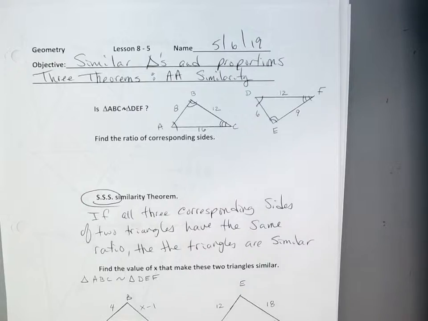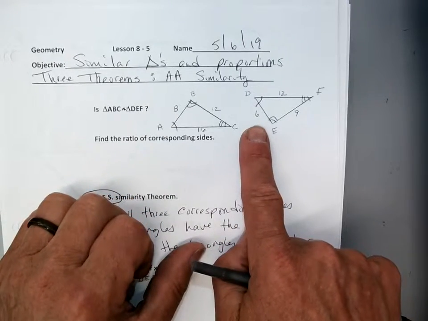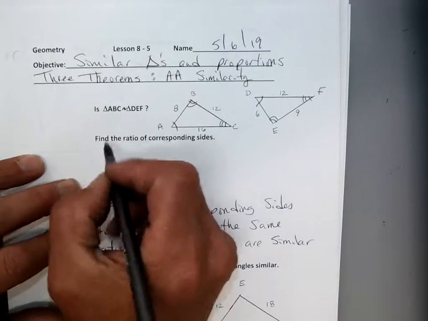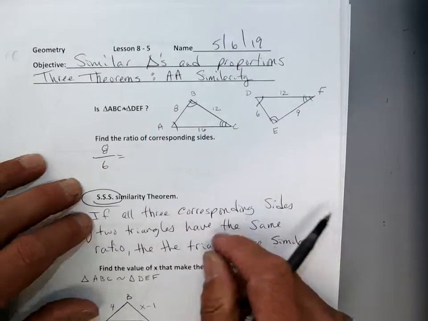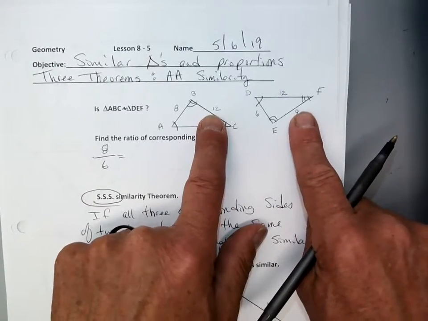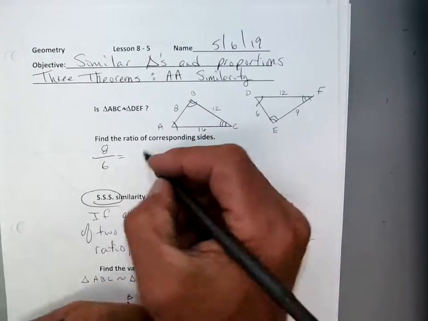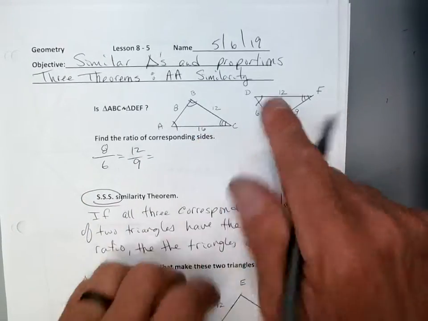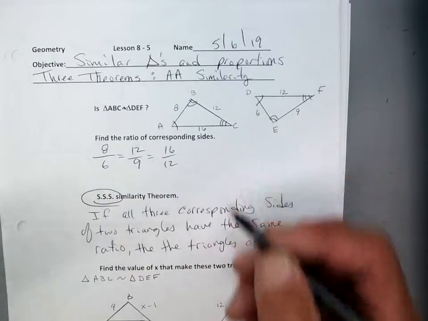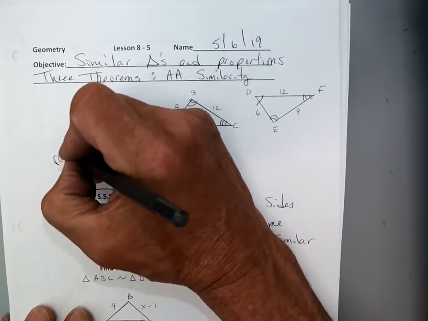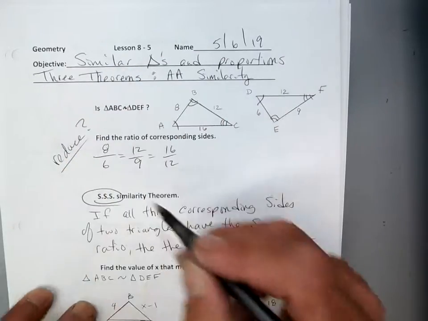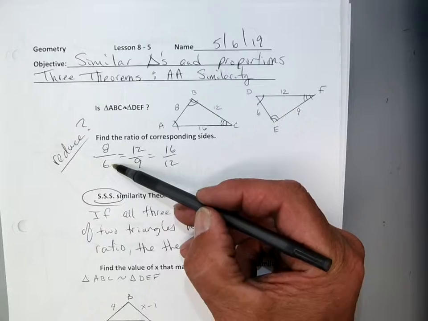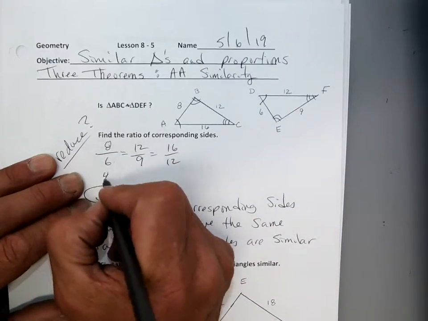That tells me that the 8 goes to the 6. Does that make sense? So 8 goes to 6 as the 12 goes to the 9, as the 16 goes to the 12. Let's see if I can reduce fractions. Divide both by 2 and I get 4/3. You guys okay with reducing? See the 4/3?